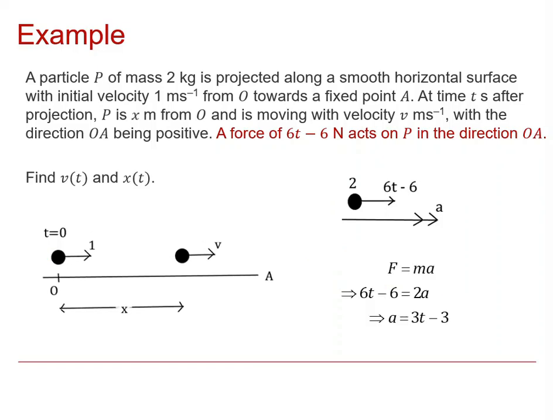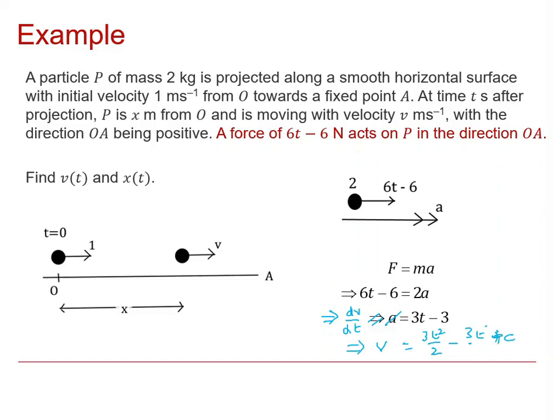Now the first thing to realise is that because the acceleration is not constant, it's not really appropriate to denote it by a. We need to think that the acceleration is in fact the gradient on a velocity time graph. So rather than a equals, we need dv by dt equals. So we can integrate that in the ordinary straightforward way. v will equal 3t squared over 2 minus 3t, and then plus a constant c. 3t squared over 2 minus 3t plus c.